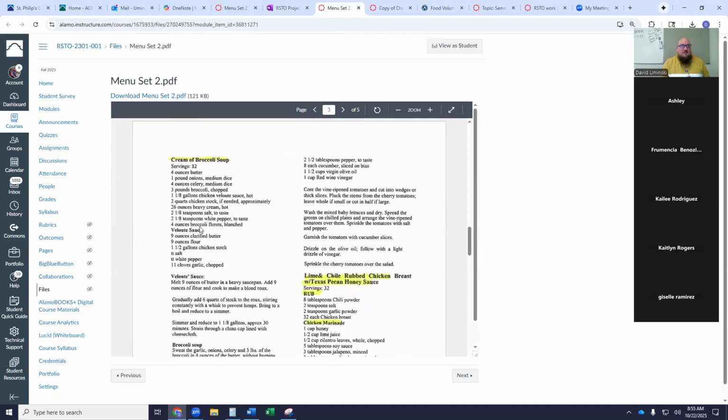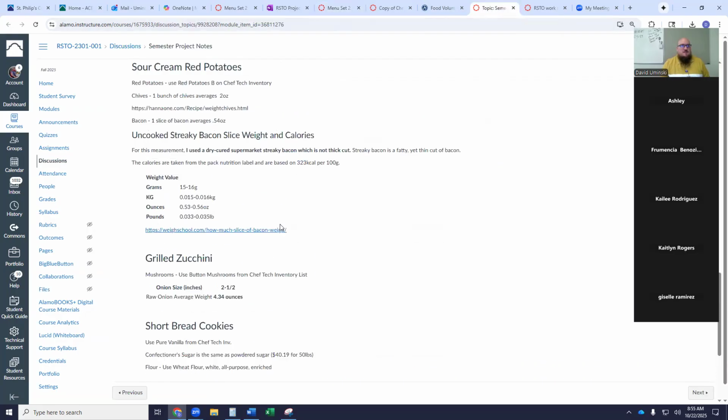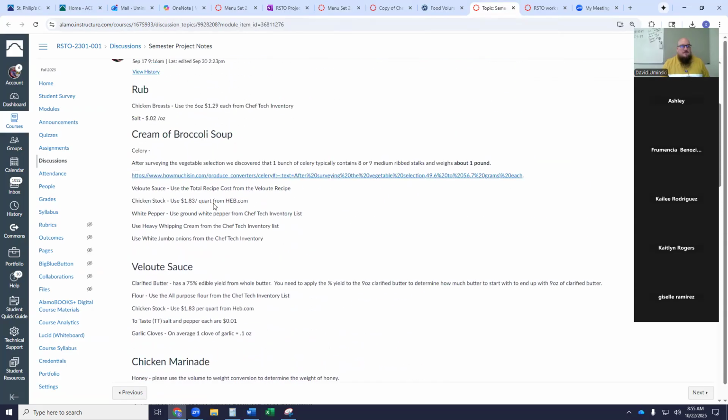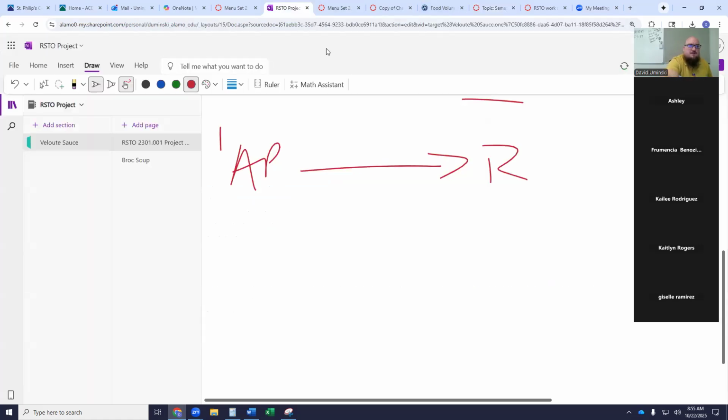So for your broccoli florets, you need 4 ounces of broccoli florets. Okay. Let's check our semester project notes first to see if there's any notes about it. Celery, velouté, chicken, white pepper, whipping cream, jumbo. Okay, nope. Cool. So let's go to our recipe. This is broccoli florets. All right.